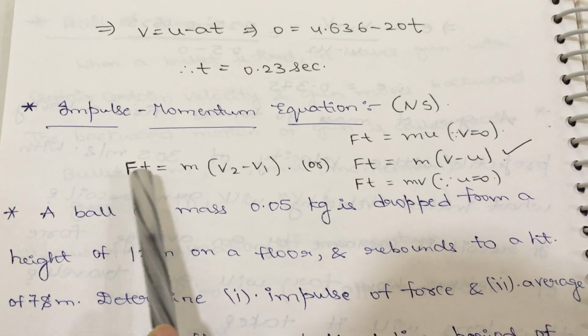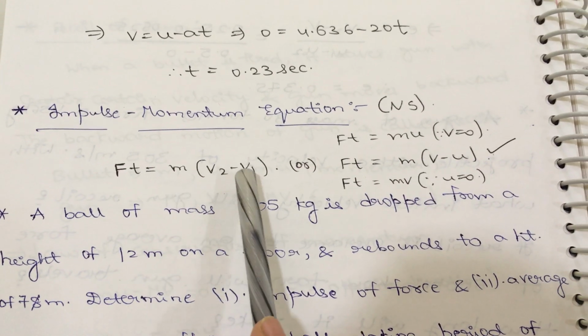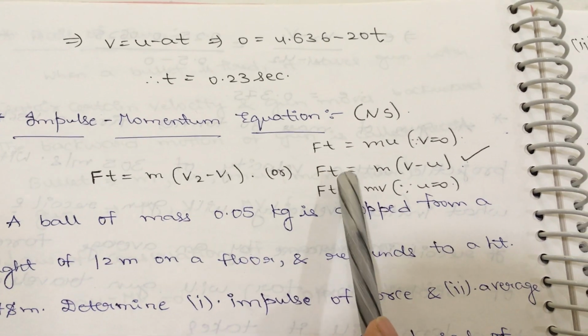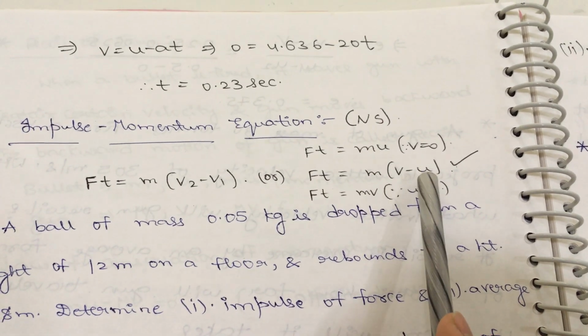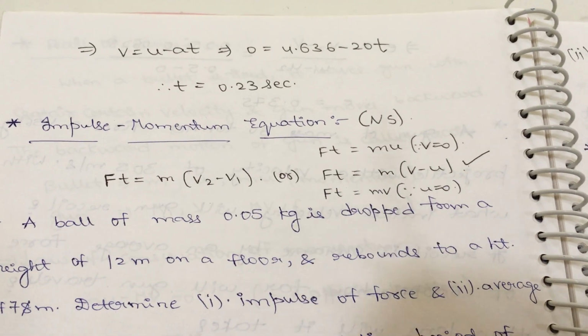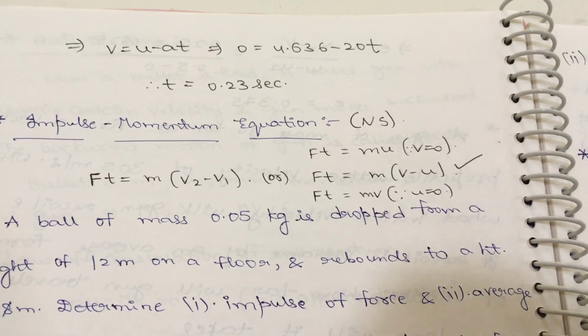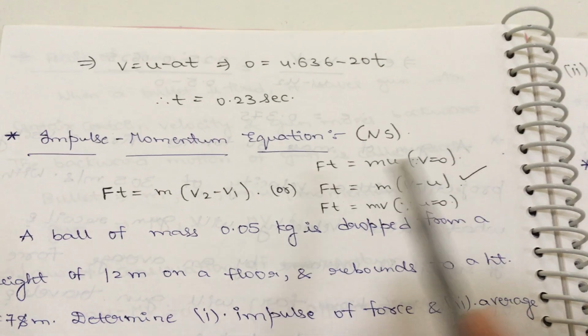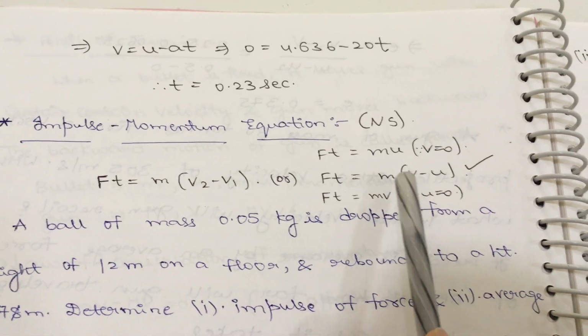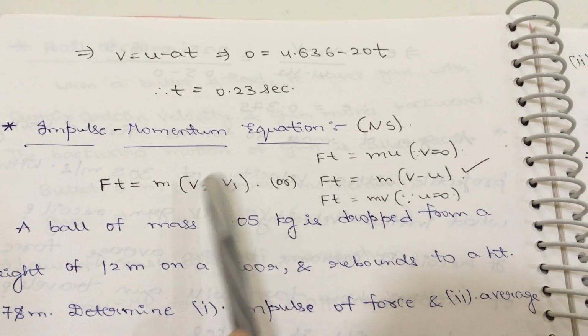is given as Ft is equal to m into v2 minus v1, or Ft is equal to m into v minus u, in terms of the two velocities. Suppose, for example, in the question two velocities are there, then we have to use this equation or this equation in terms of the two velocities.